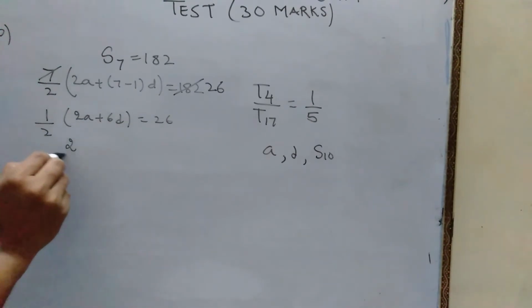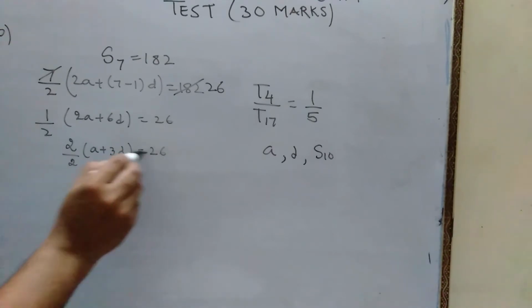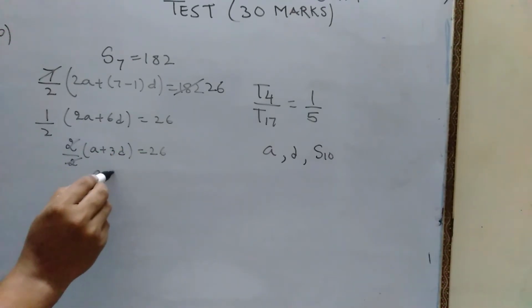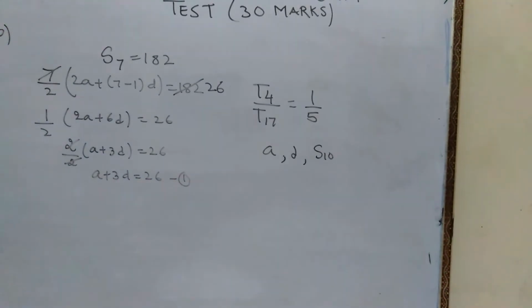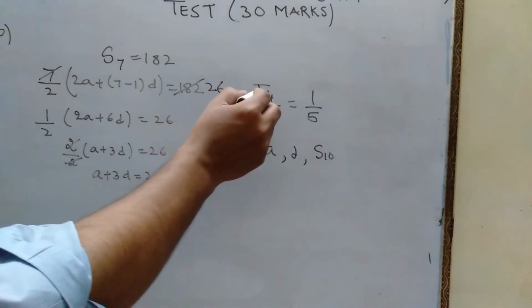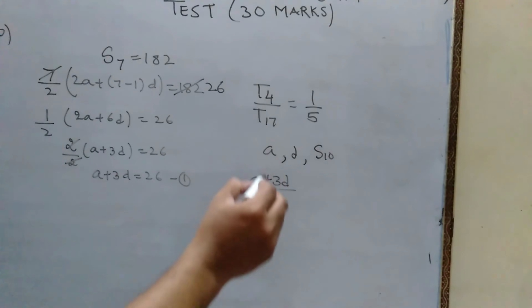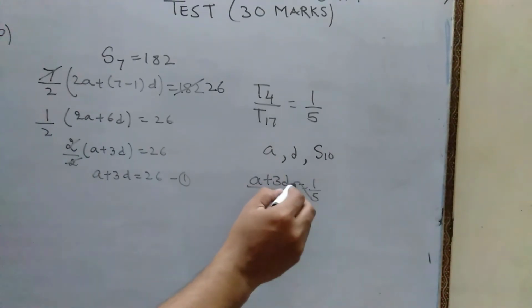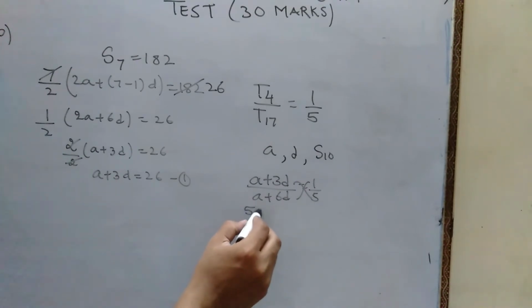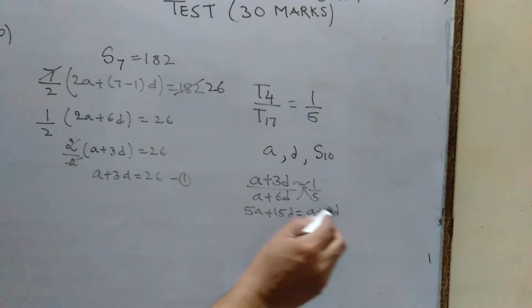Take 2 common. A plus 3d is equal to 26. So a plus 3d is equal to 26. Equation number 1. Now, T4 is a plus 3d. T17 is a plus 6d. 1 upon 5. Cross multiply. 5a plus 15d is equal to a plus 6d.